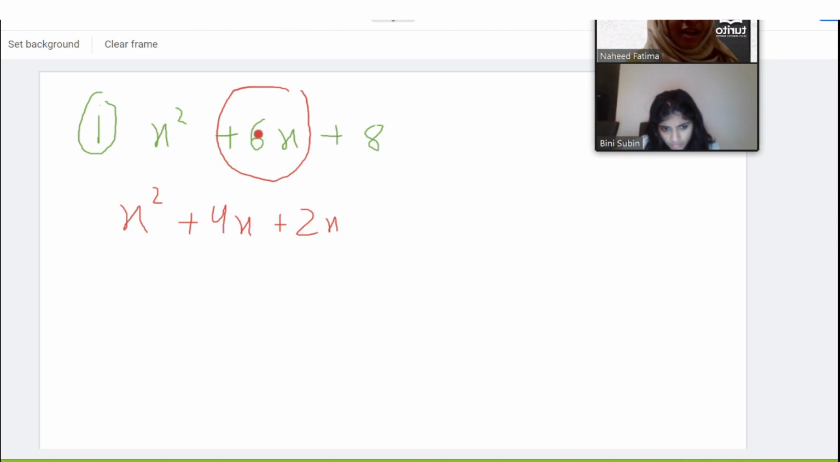So 4 plus 2 is nothing but 6, right? 4x plus 2x is nothing but 6x. So in place of 6x, we can write 4x plus 2x. And here I'll be writing 8 as it is. Only I'm changing 6x from the earlier equation. This is equal to 0. Fine.